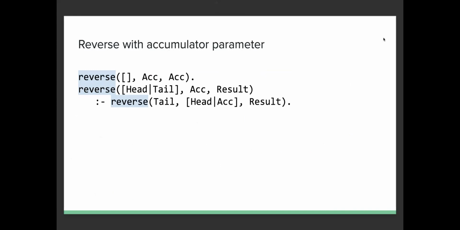Instead of returning the result and then using that result immediately with a recursive call, you have an accumulator parameter where you store essentially the state of your algorithm, right? So what happens here? We have this second argument, which is the accumulator. The first argument is the list that we want to reverse, and the last argument is the result. So the first line here tells us that if we want to reverse an empty list and we have already some value in the accumulator, then we return that accumulator.